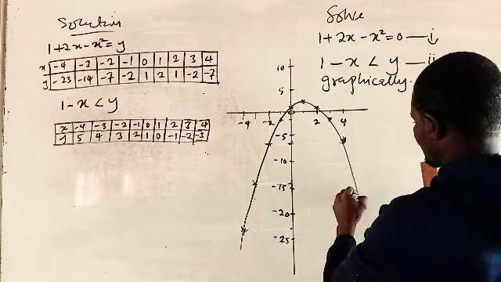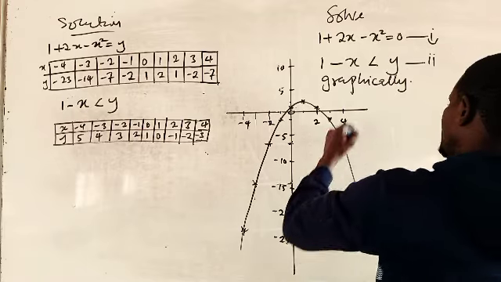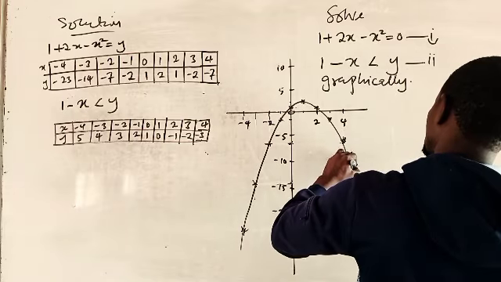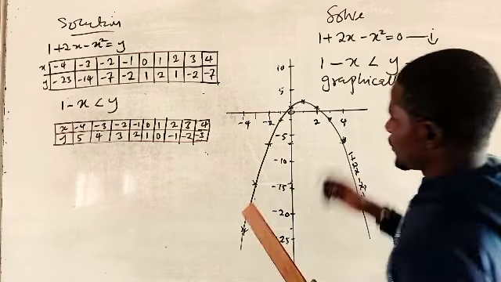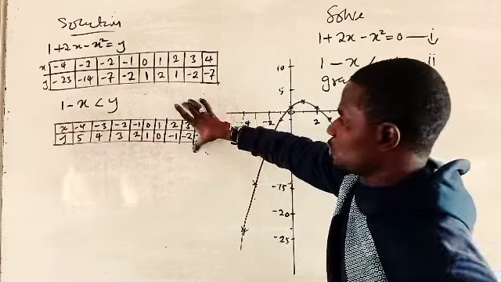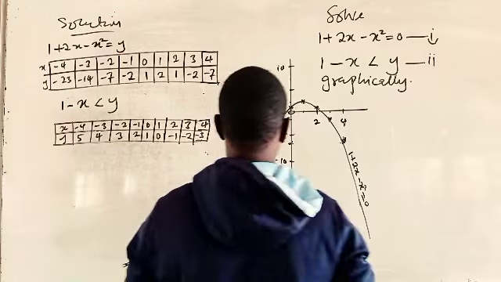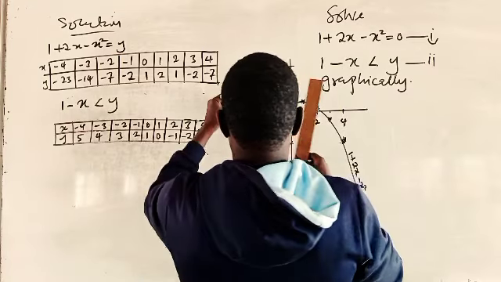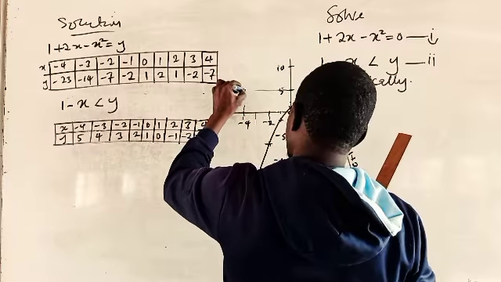Now this is our equation, or let me say our axis of the quadratic, which is 1 plus 2x minus x squared equals 0. From here we finish this, then we now move to this one. When x is minus 4, y is 5. Minus 4 is here, then 5 is here, so they met somewhere around here.